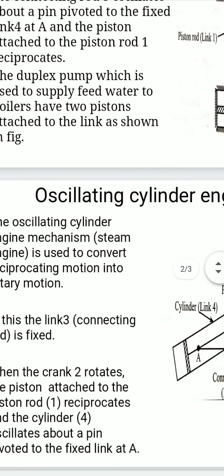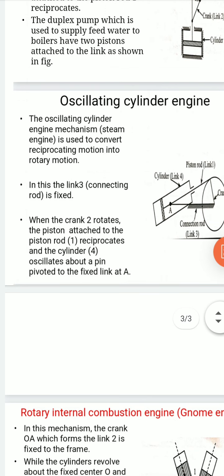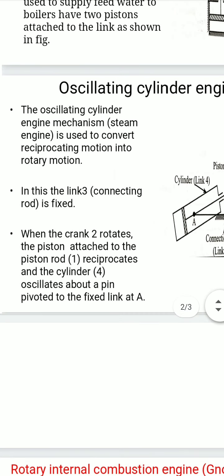Next one is the oscillating cylinder engine. This is the second inversion. In this oscillating cylinder engine mechanism, which is what we call the steam engine, it is used to convert a reciprocatory motion into the rotary motion.